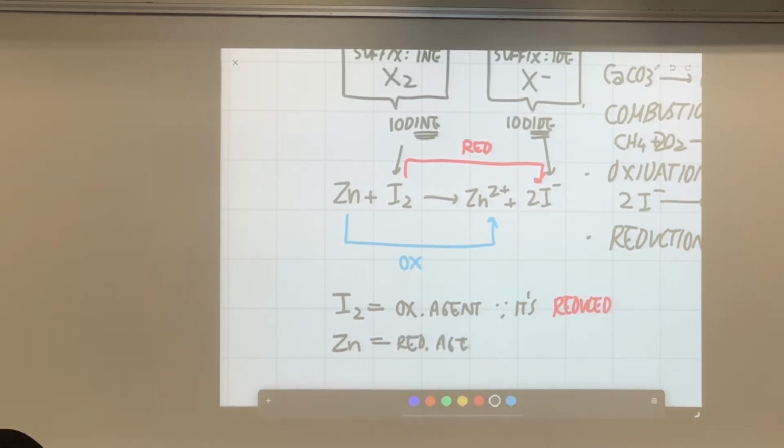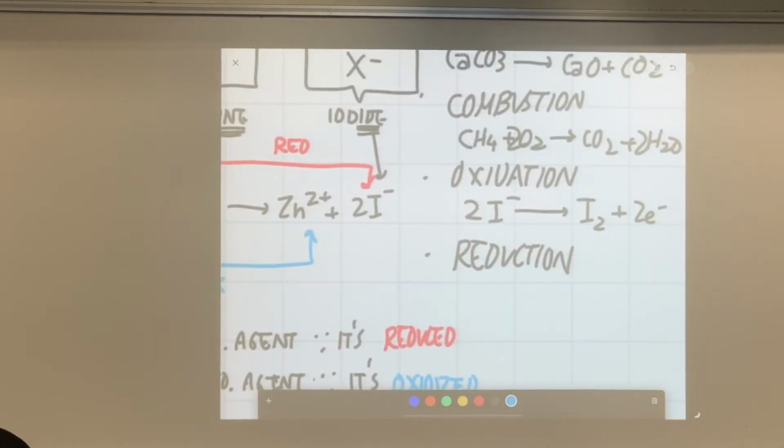Is this clear? Reducing agent is what is oxidized. I know what I'm saying, it's the opposite. Reducing agent is what is oxidized. Therefore, if I ask you for an example of reduction, that means we're looking for what kind of agent? Oxidizing agent.